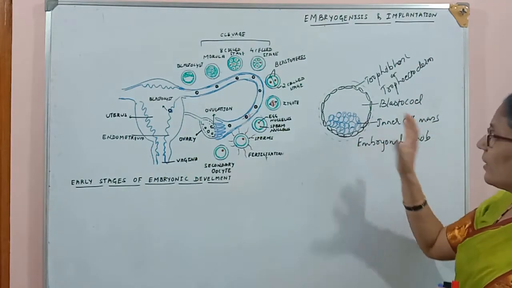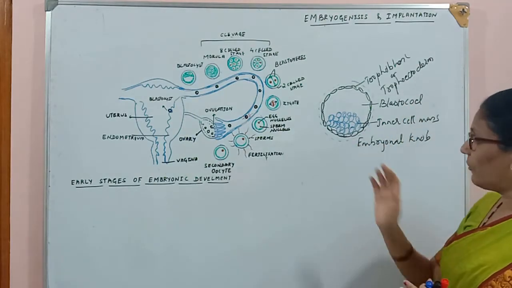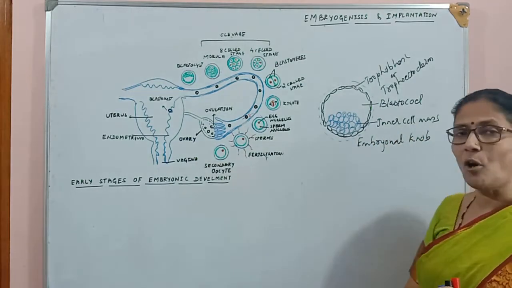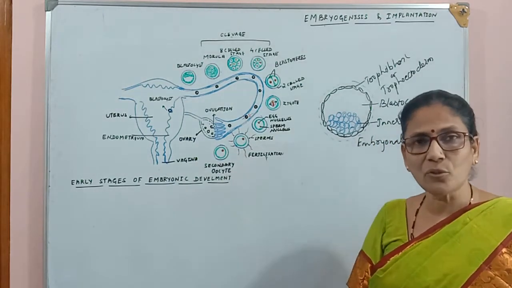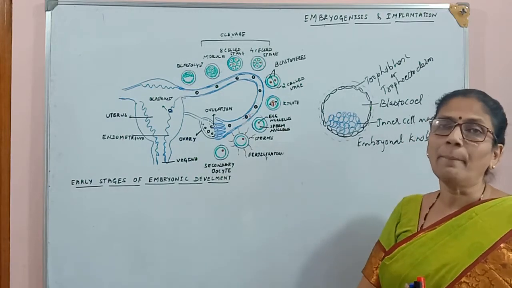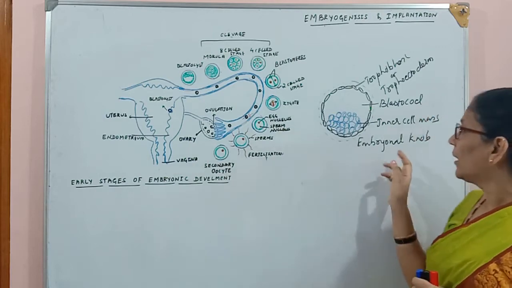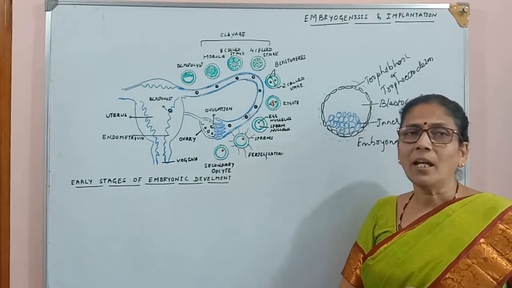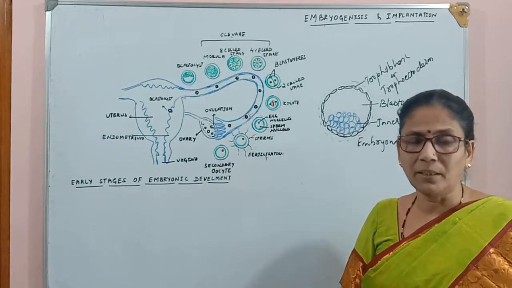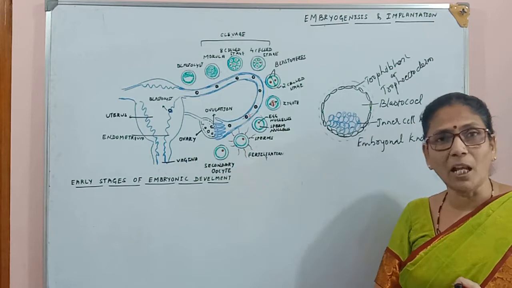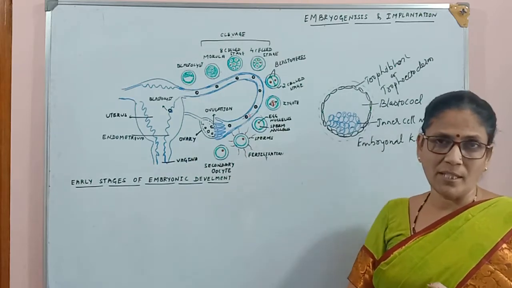So there is an inner cell mass, and that we call the embryonal knob. And this embryonal knob in future is going to give rise to the complete embryo, or development of the embryo takes place from this embryonal knob. But trophoblasts do not take part in the embryo formation. However, the trophoblast layer is going to help during embryogenesis in two ways.